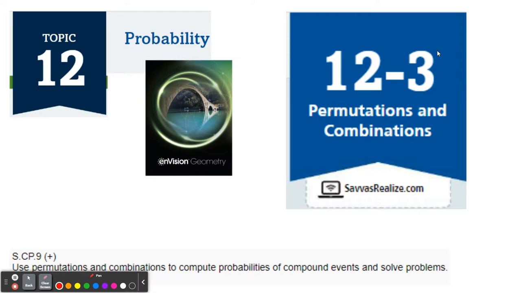So this lesson is only slightly difficult because you have to determine whether your situation is a permutation or a combination. The idea behind a permutation is that the order matters. So that's an important idea. Permutations mean that order matters.